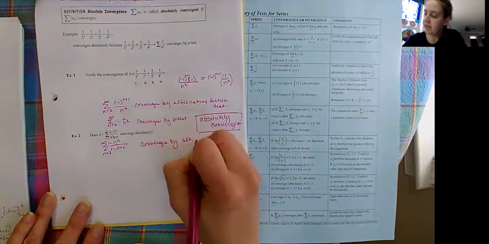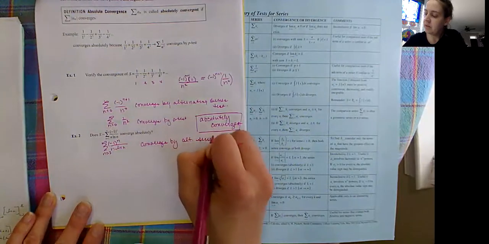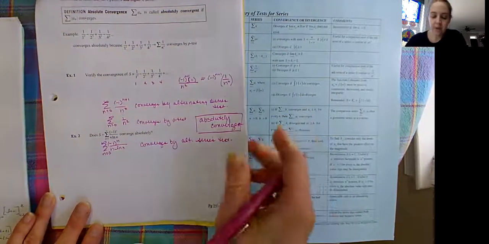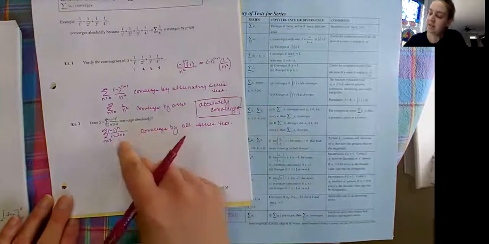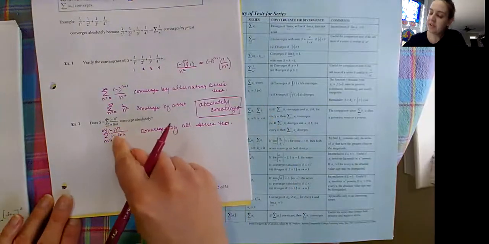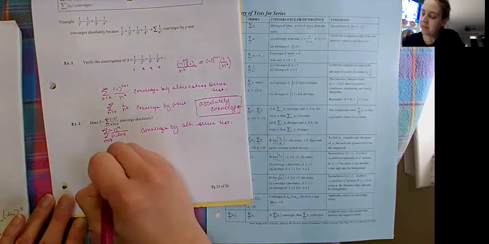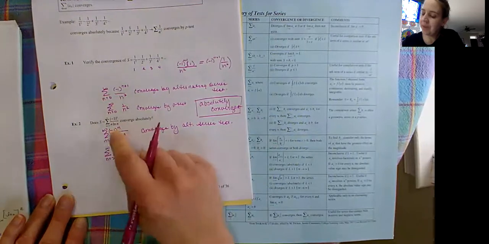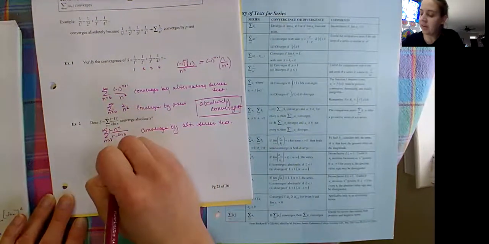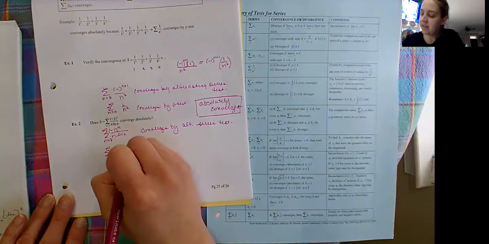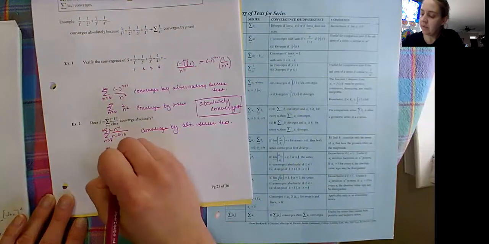Converges by the alternating series test. Now, we need to see if this piece converges, just the positive piece. So we're going to rewrite this, n equals 2 to infinity. We don't need the negative 1 to the n, that's the alternating piece of it. 1 over n natural log of n.